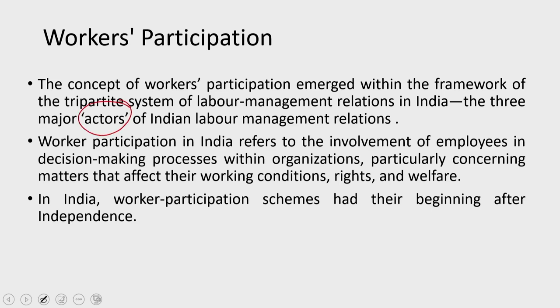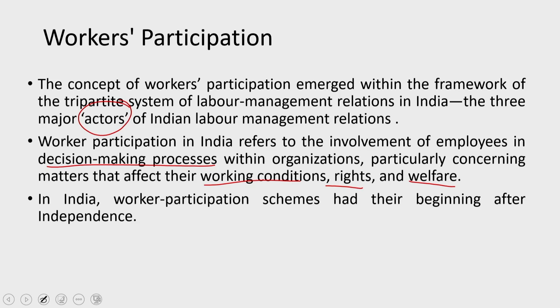The three major actors of the Indian labor management relations. So please recollect what we have discussed as the actors and different approaches and models with respect to industrial relations. When you look into worker participation in India, it is nothing but the involvement of employees in the decision-making process within organizations, particularly concerning matters that affect their working conditions, rights, and welfare.